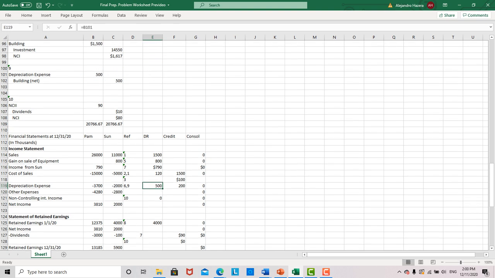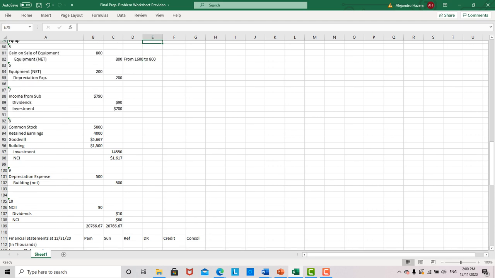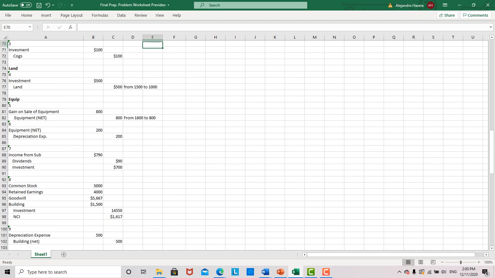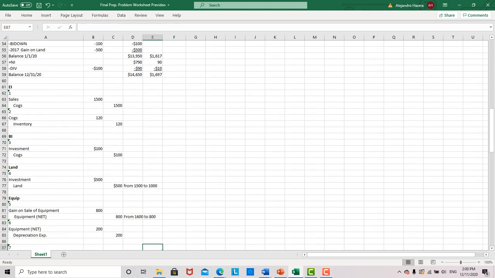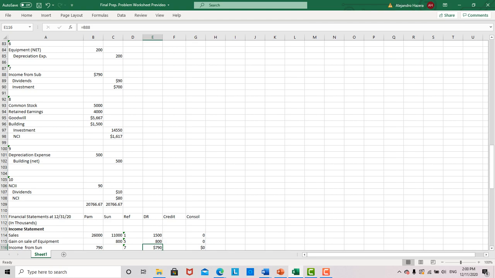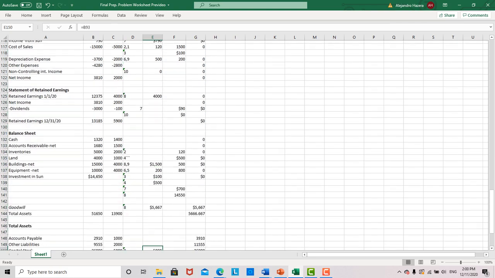And the final entry in the big 4 is to update our non-controlling interest going all the way back up here from 1,617 to 1,697. So we're going to debit the non-controlling interest net income.